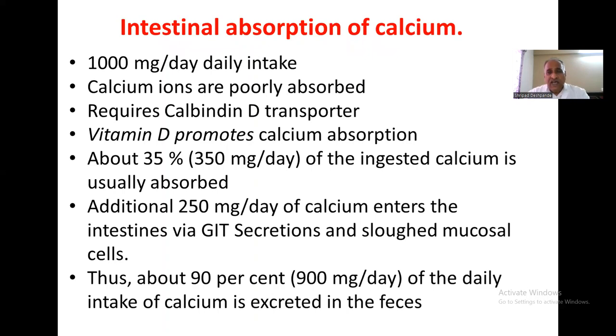As we have discussed earlier, 1000 milligram is the daily intake in an adult. Calcium ions are not easily absorbed. They are poorly absorbed from the intestinal tract because they require a transporter, called calbindin D. Vitamin D promotes the calcium absorption, especially 1,2,5-dihydrocholecalciferol, which promotes the calcium absorption from the enterocytes or the intestinal cells. About 35% of the ingested calcium, as I mentioned earlier, is usually absorbed. 250 milligram is secreted or present in the secretions and in the sloughed mucosal cells of the intestine every day. Thus, 90% of the calcium taken, that is out of 1000 milligram, 900 milligram is excreted every day in the feces.